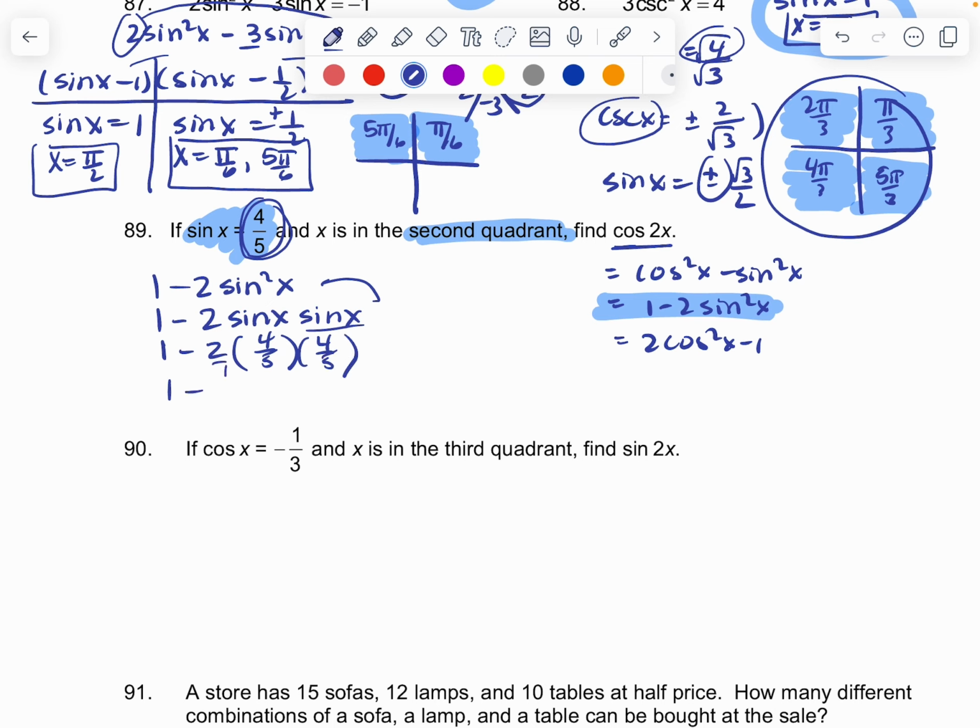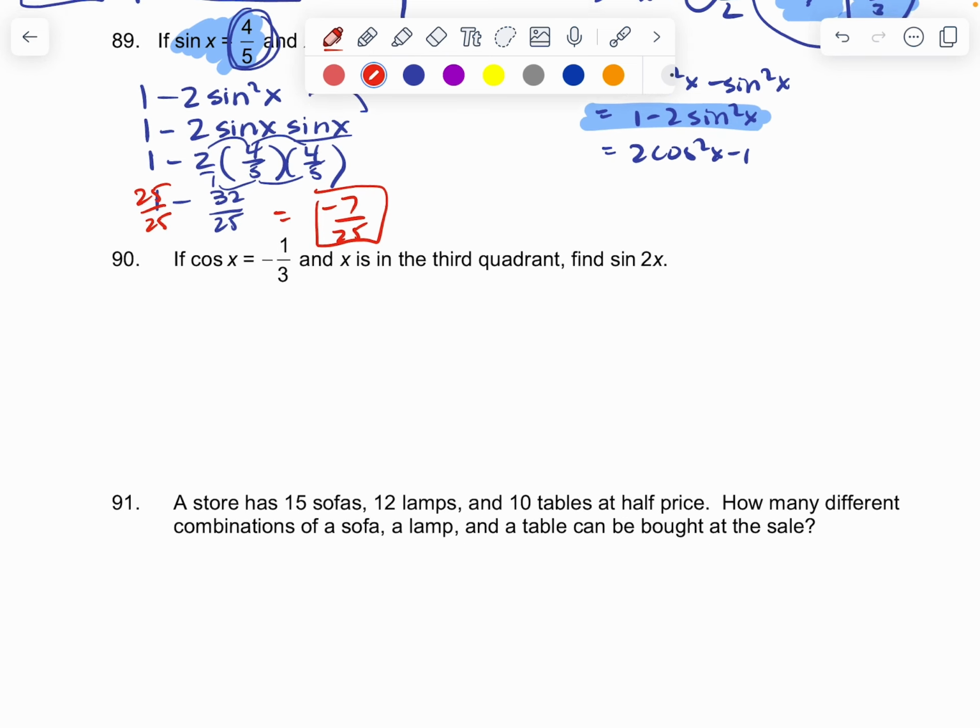So put this over 1. 2 times 4 is 8. 8 times 4 is 32. And then 1 times 5 is 25. Now, putting this together, you can rewrite a 1 as 25 over 25. And then 25 minus 32 is just negative 7 over 25. Okay? All right, halfway there, let's look at 90.